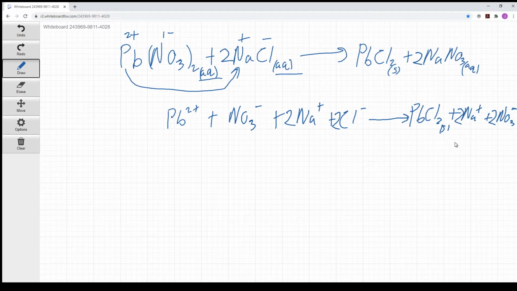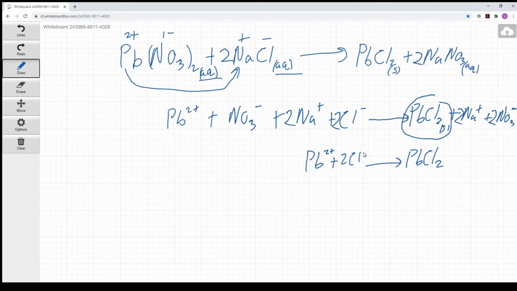So the net ionic equation is kind of the too long didn't read version of the total ionic. You look at what was made. We actually made lead 2 chloride, PbCl2. And what went into making that? What went into making this was the Pb2+ and the 2 Cl-. And this will be solid. These guys would be aqueous.